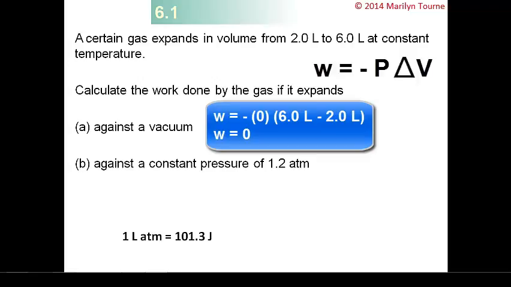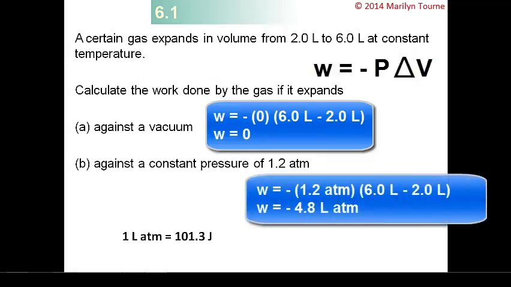All right, so calculate the work done by the gas if it expands against a constant pressure of 1.2 atm. Well, the external opposing pressure is 1.2 atm. So we write W is equal to negative P delta V, negative P. So P is 1.2 atm, times the change in volume. Well, the change in volume is, it starts at 2, ends at 6. So final minus initial, 6 minus 2 liters, which ends up being negative 4.8 liter atm.